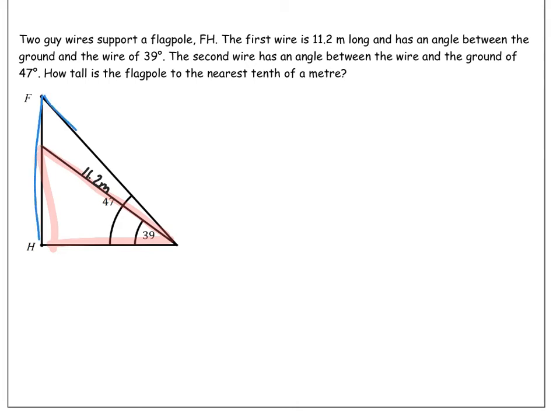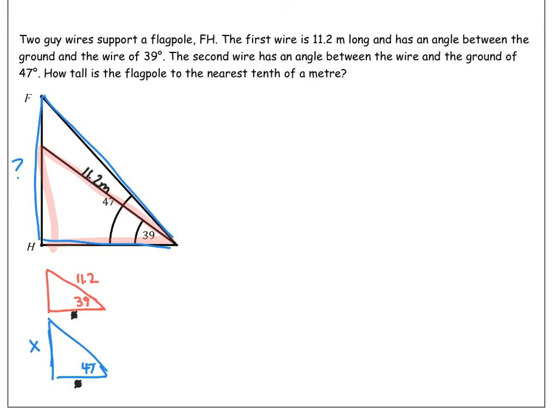So that's going to be out here, 47 degrees. How tall is the flagpole? So we want to calculate that length right there. So basically I have a little red triangle with an angle of 39 degrees and 11.2. And I have a taller blue triangle with an angle of 47 degrees, and I want to calculate that there. So again, this bottom side is in common between the two.